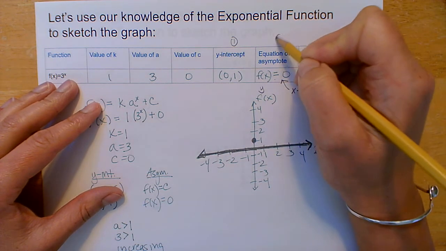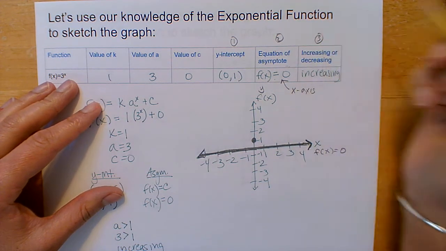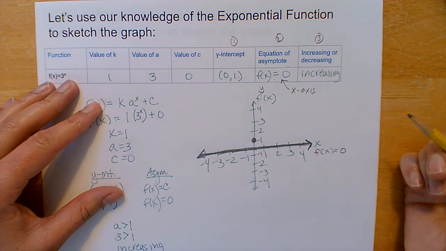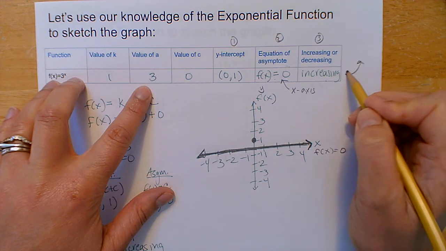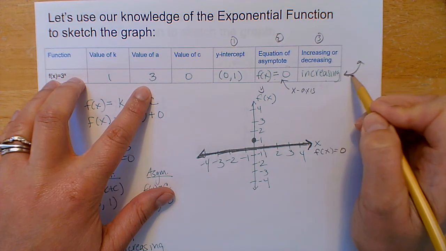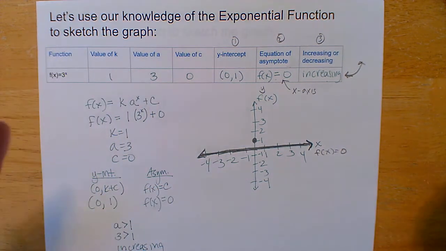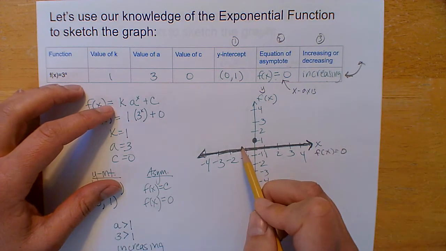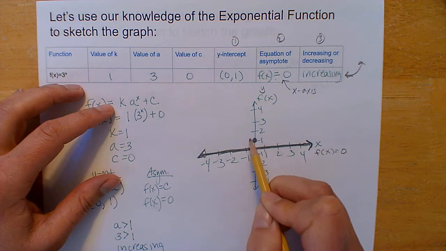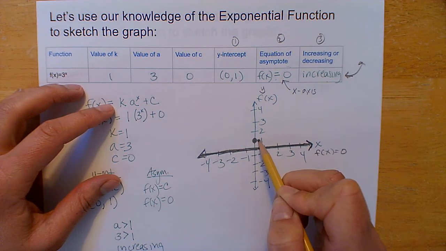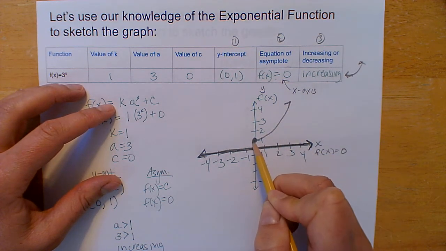So that's number 2. Number 3 is whether it's increasing or decreasing. Now, because a was greater than 1, it's increasing. So we know it's going to look like that. And that's why I started the slide deck with what the graph looks like. So now we know it can't cross this imaginary line, and it increases. So we're going to draw it. We're just going to sketch it in.